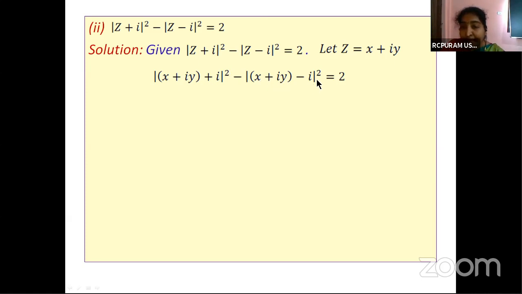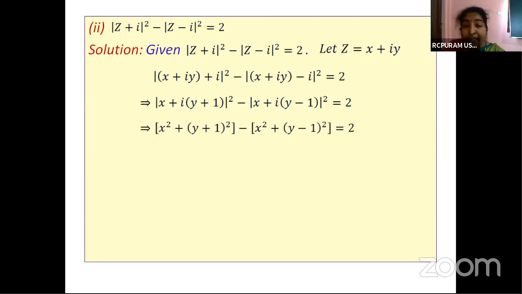Inside the modulus, whole square equal to 2. We will try to rearrange this as real part plus some imaginary part. When you do so, you will have x plus, from these two, I can take i common and write it as y plus 1. Then the remaining minus is as it is. Here again, you will write it as x plus, from iy and minus i, you are taking i common and writing it as y minus 1, inside the root, and whole square equal to 2.